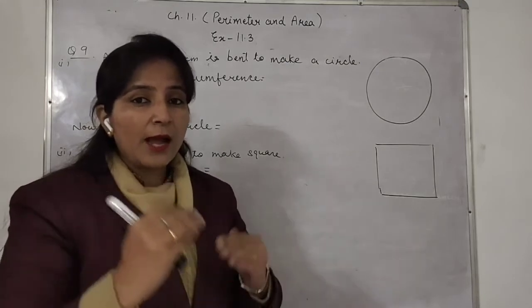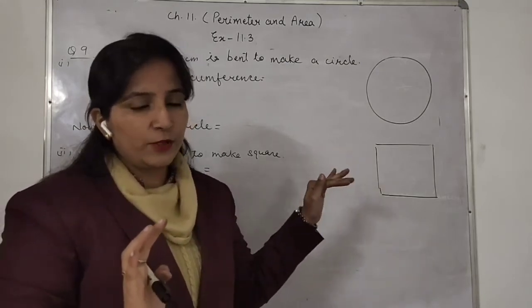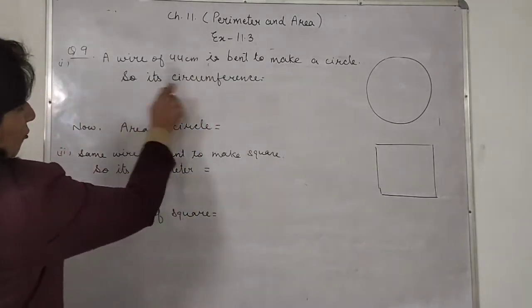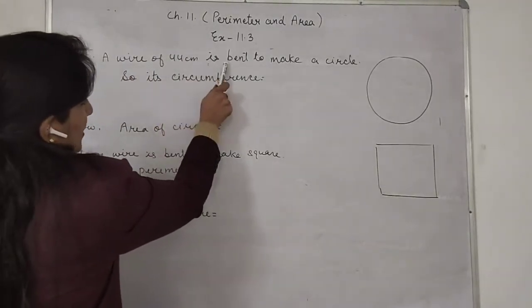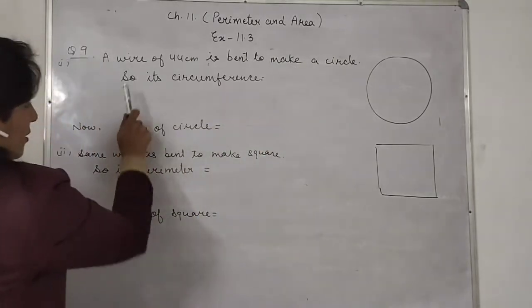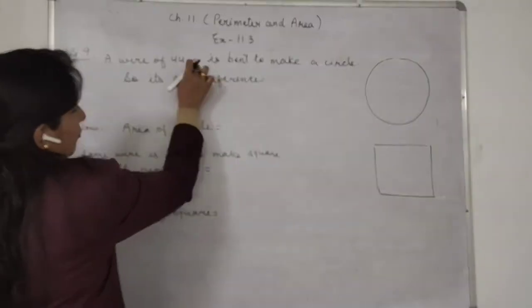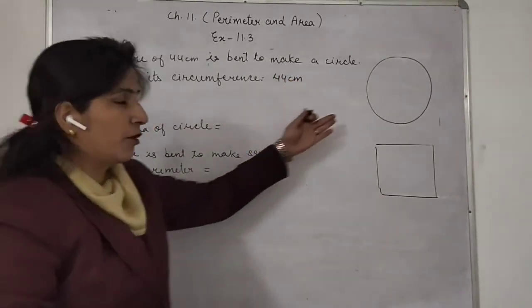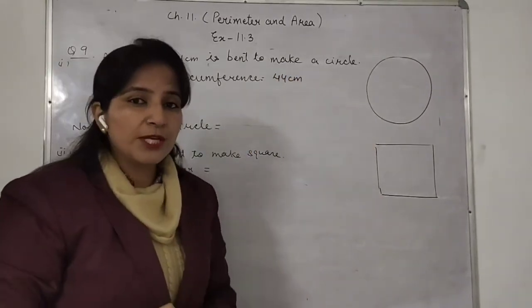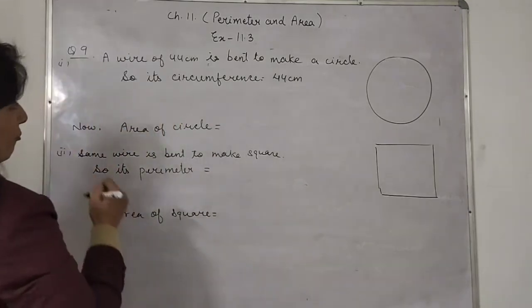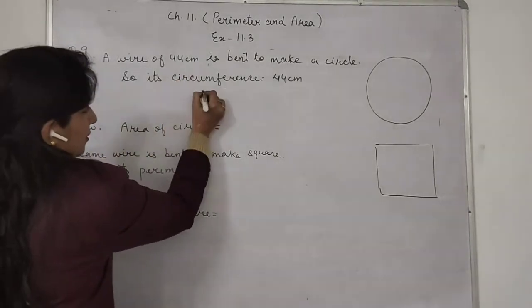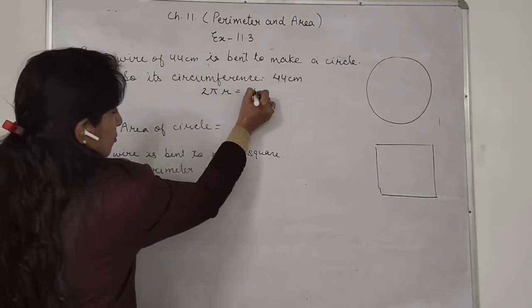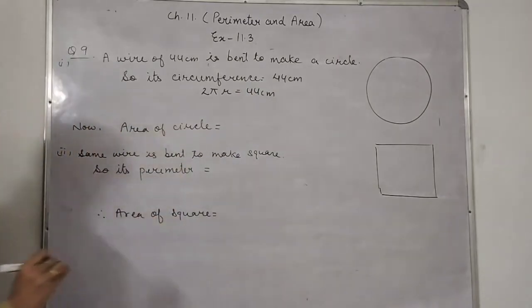I am dividing this question into 2 parts. First we will do this here and then I will tell you what they are asking next. So a wire of 44 centimeter is bent to make a circle. So its circumference will be 44 centimeter only. And we need to calculate the area of this circle. For area, we need the radius. So for the radius we just put the formula for circumference here. 2 pi r equals 44 centimeter.